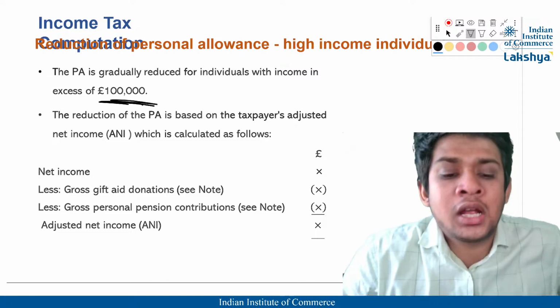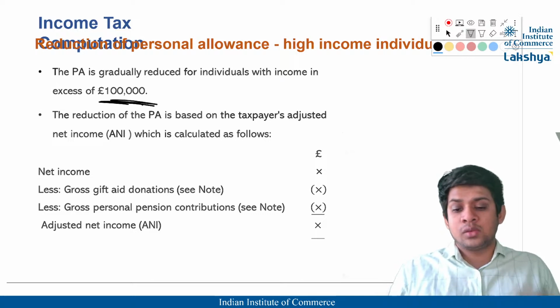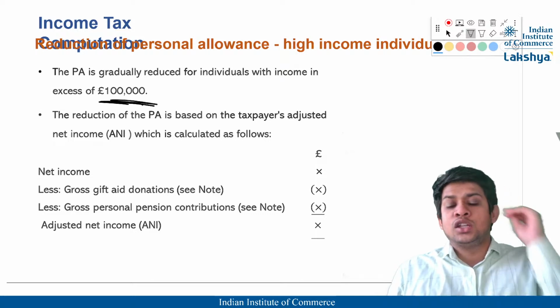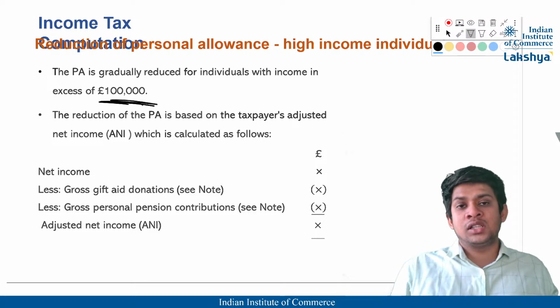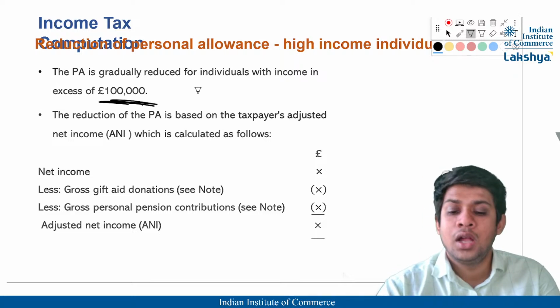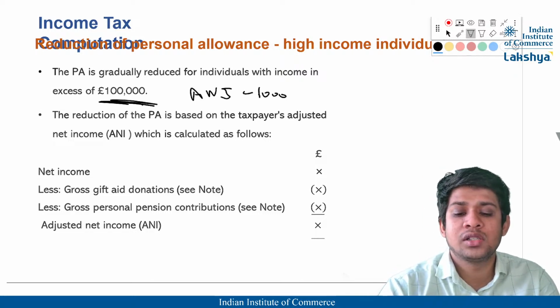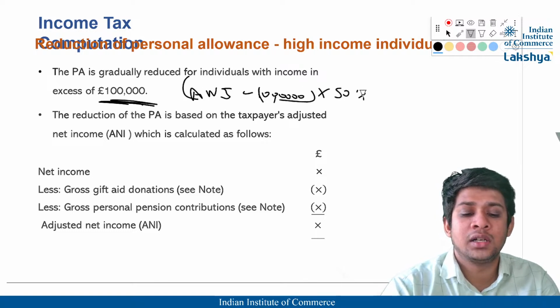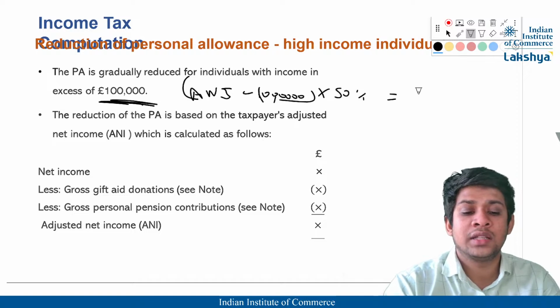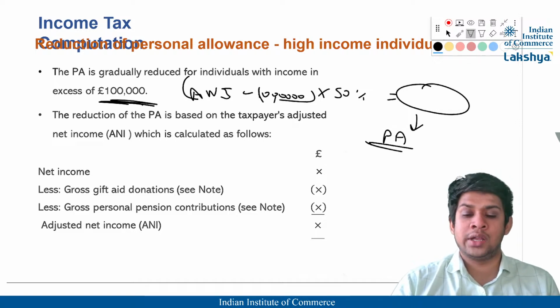So if your income is higher than 1 lakh pounds, then your personal allowance will keep on reducing, and the formula for reducing the personal allowance is adjusted net income minus 1 lakh pounds, into 50%. Whatever this amount is, that will be reduced from the personal allowance and you will get the reduced personal allowance only.